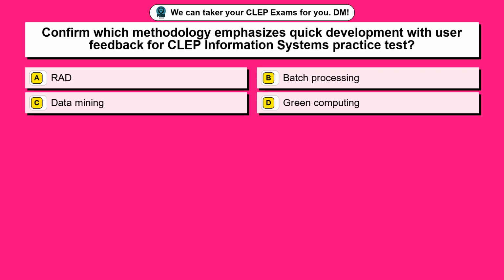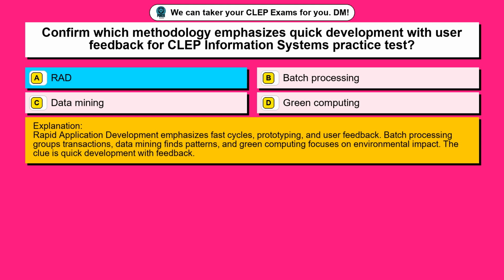Question 69. Confirm which methodology emphasizes quick development with user feedback for CLEP Information Systems practice test. Option A, RAD. Option B, batch processing. Option C, data mining. Option D, green computing. The correct answer is option A, RAD.